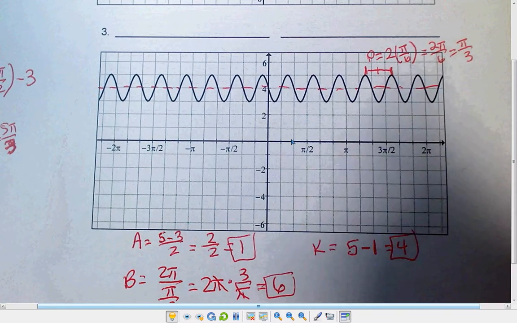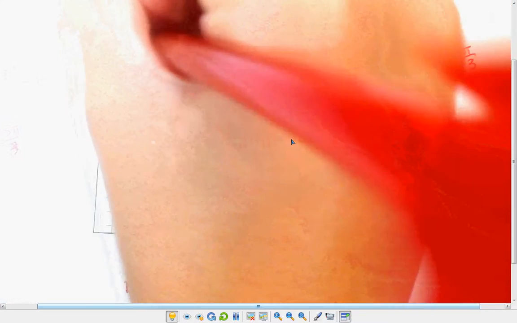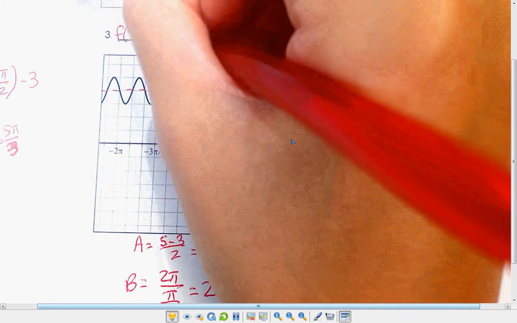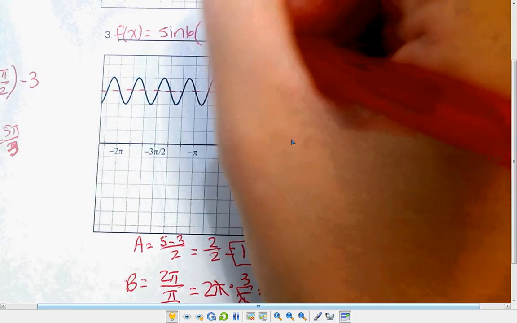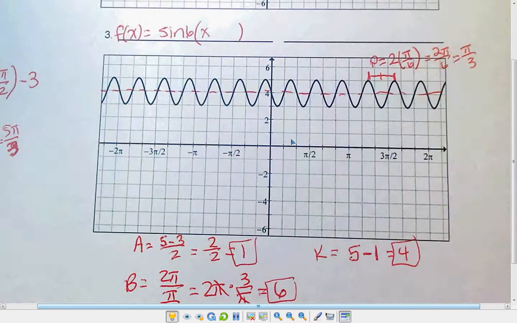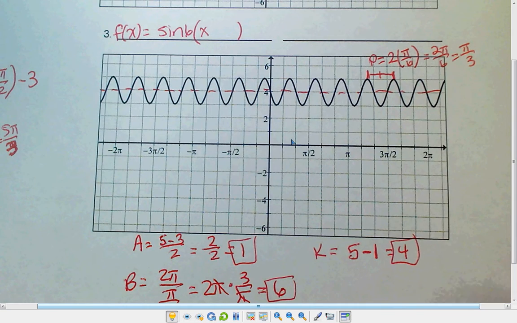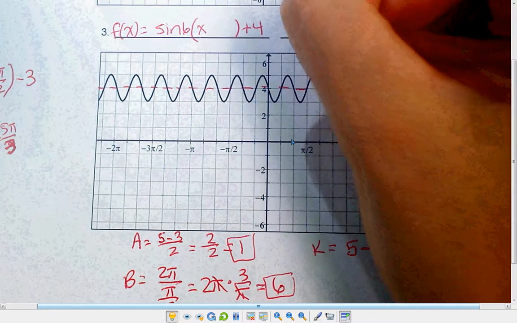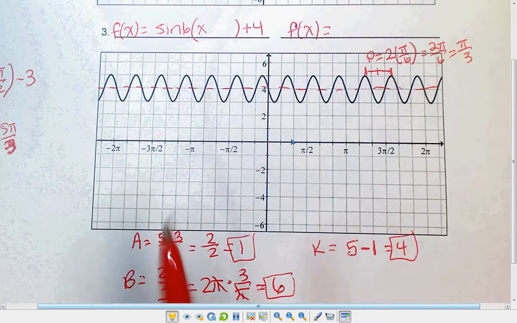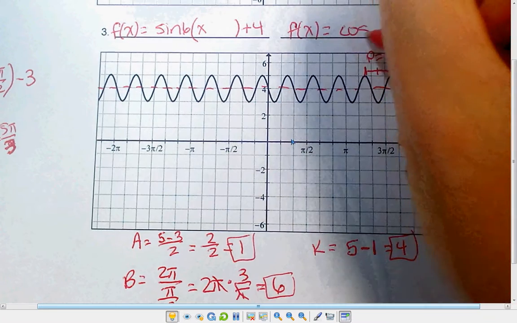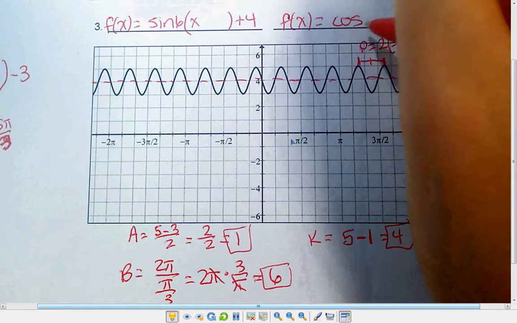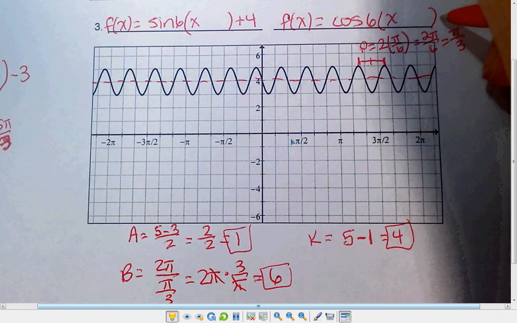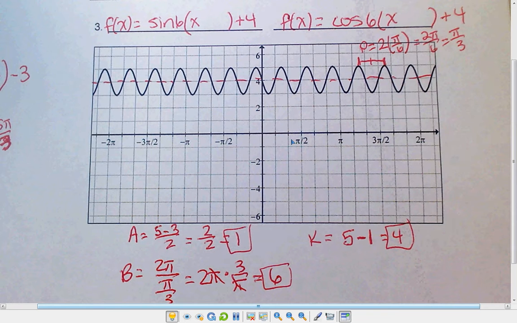So again, we can actually start writing our function already. We know this is going to be 1, so I don't even have to write anything there. Sine 6 x, again I'm going to leave that part blank because that's what we're going to be looking for, our h. And then plus 4 is from your k. Cosine is going to look very similar, so 1, again I'm not going to write the 1, but if you have it there, that's fine. 6 is your b value. Again, we're going to be looking for the h, and then the k is at the end, so plus 4.